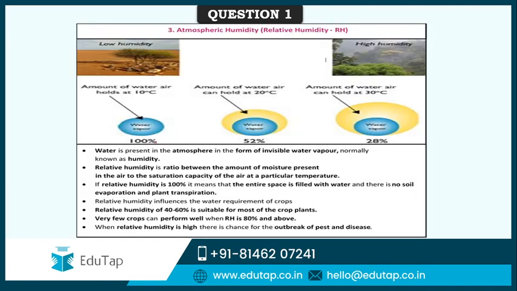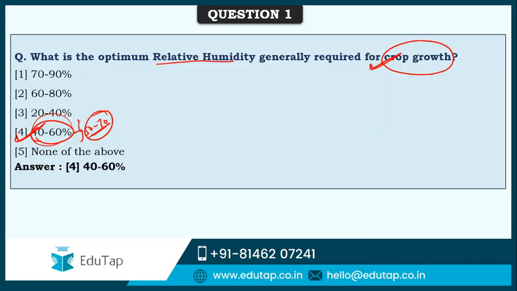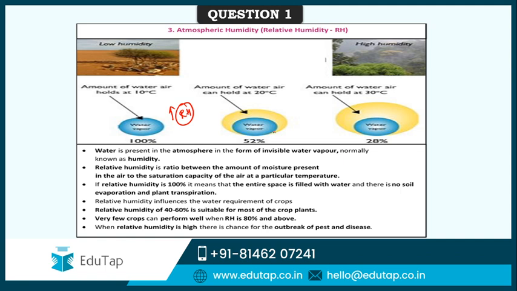So here, as you can see, an increase in relative humidity always has some negative effect on growth. In most of the books it's 40 to 60, or 50 to 70 also I have seen. 60 to 80 is very rare, I haven't seen it at all. If relative humidity is 100%, it means the entire space is filled with water and there is no soil evaporation and transpiration, thereby again it affects the growth of the crop.